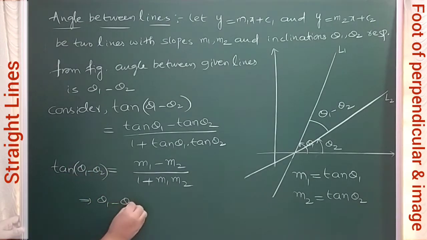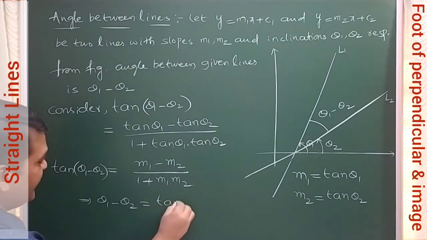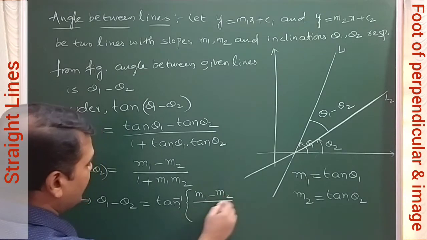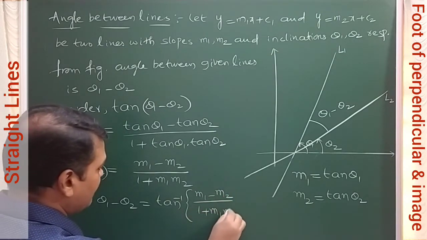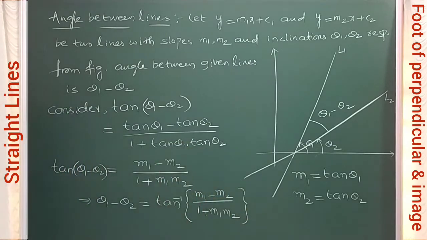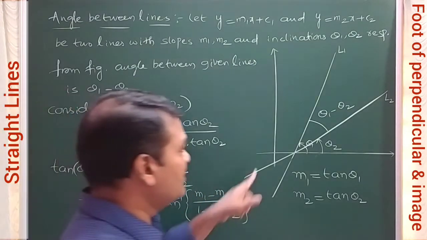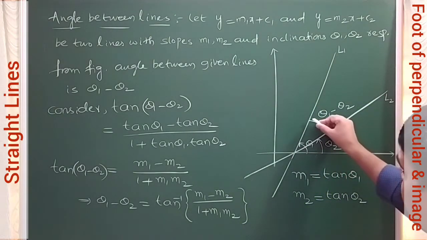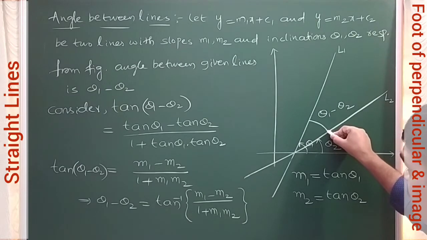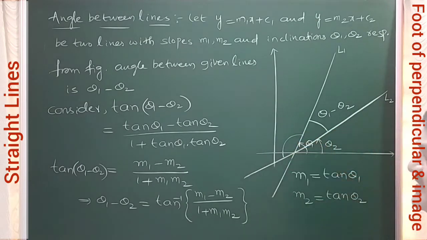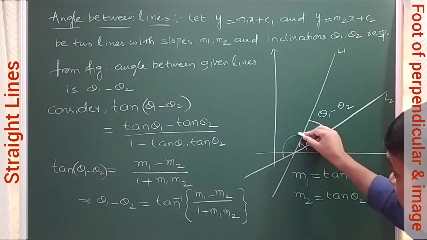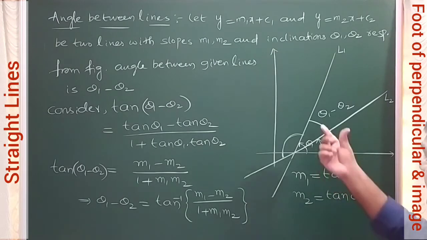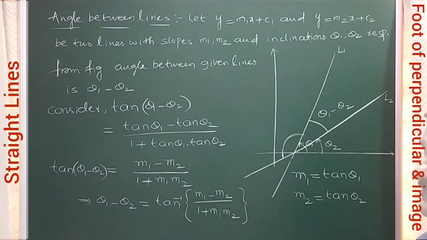So what is theta 1 minus theta 2 now? It is tan inverse of m1 minus m2 by 1 plus m1 m2. So this is the formula to measure the angle between two lines. Angle between two lines means this can be taken as the angle between two lines. Even this is the angle between two lines. That means whenever you want angle between two lines, it can be acute angle or obtuse angle.